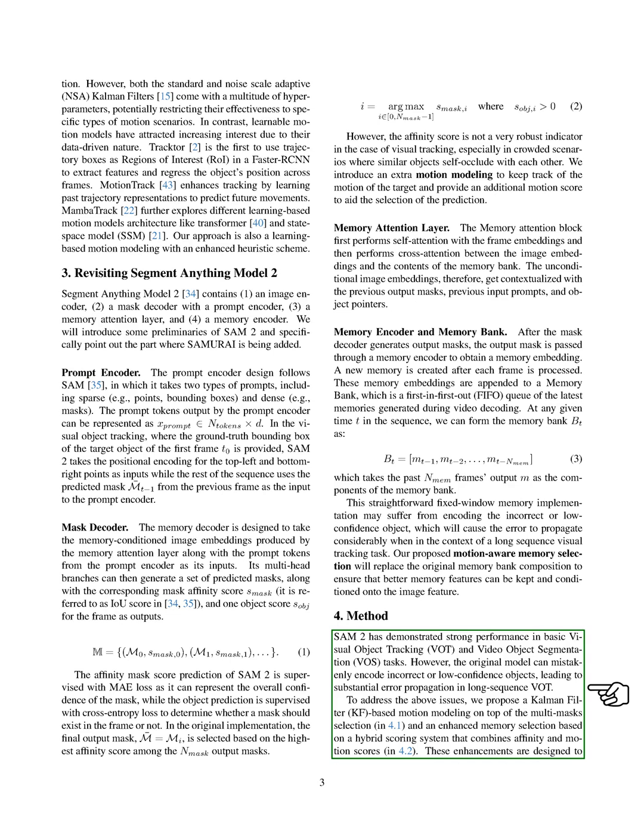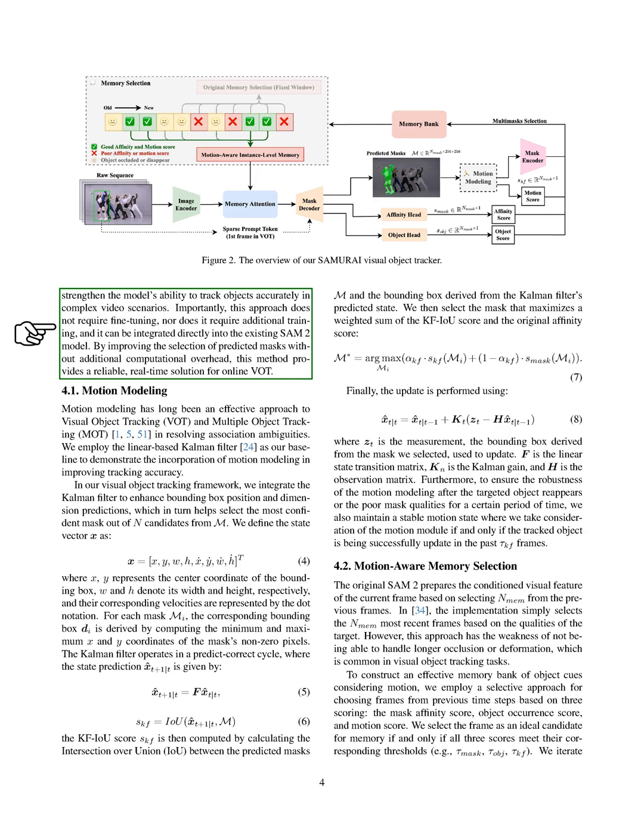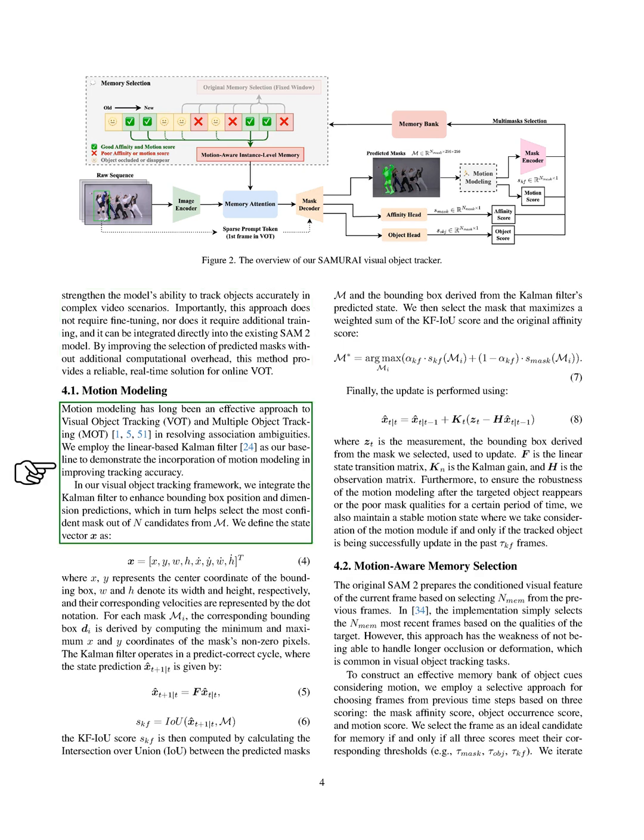To tackle these issues, we propose using a Kalman filter-based motion model alongside a hybrid scoring system that combines affinity and motion scores. These enhancements are designed to improve the model's tracking accuracy in complex video scenarios without requiring additional training or fine-tuning. This method allows us to enhance mask selection efficiently, providing a reliable solution for online visual object tracking. Motion modeling has proven effective in visual object tracking and multiple object tracking by resolving association ambiguities. We utilize a linear Kalman filter to demonstrate how motion modeling can enhance tracking accuracy.